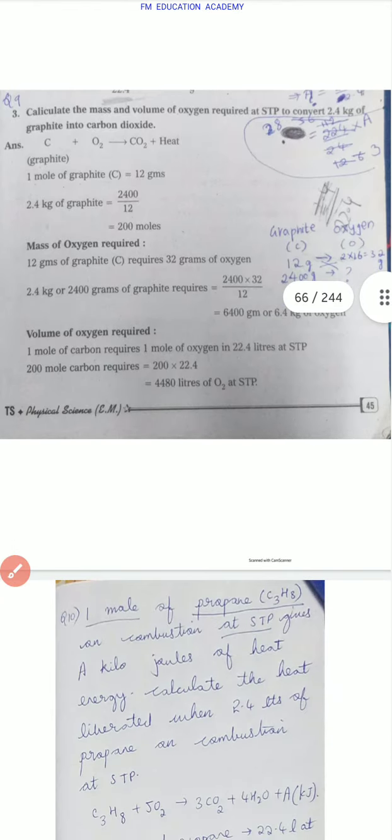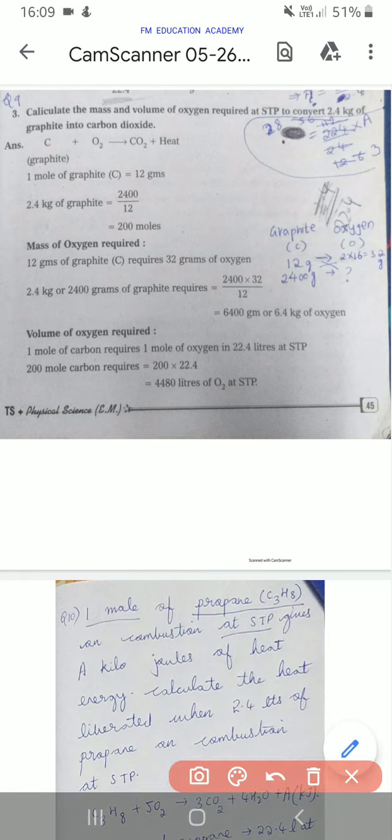Okay. Similarly, here: what mass and volume of oxygen is required at STP to convert 2.4 gram of graphite into carbon dioxide. Don't get confused. What is graphite? Graphite is nothing but carbon only.